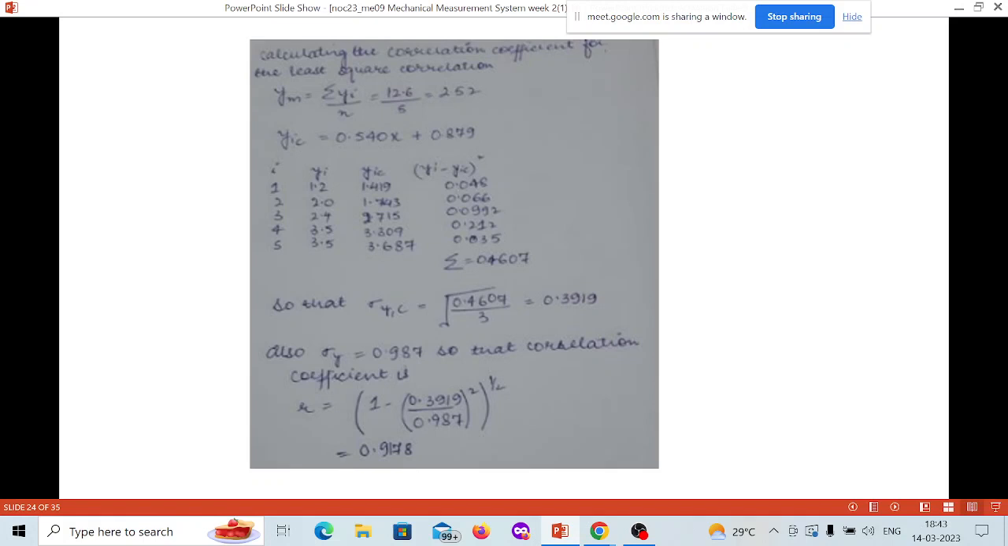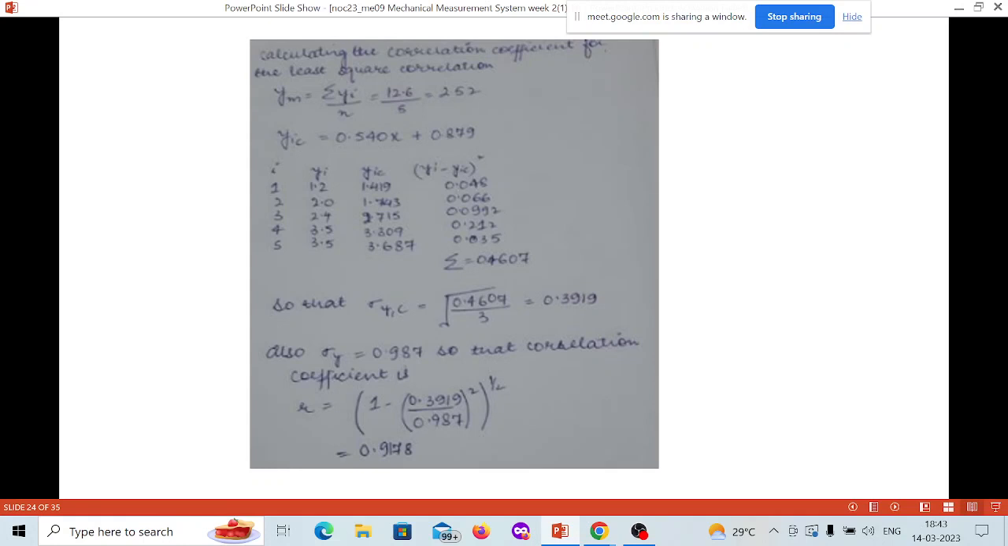So to use that, you get 0.03919, and you also need to find sigma y. So the r relation is 1 minus sigma yx the whole square divided by sigma y square, the whole raised to power 1 by 2. That is the r relation. So we have found sigma yx, which is the summation of yi minus yi indicated, the whole square, divided by n minus 2. So that is 0.3919. We also need to find the sigma y value.